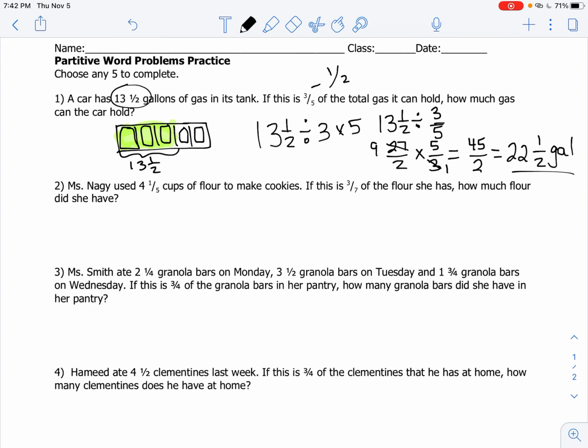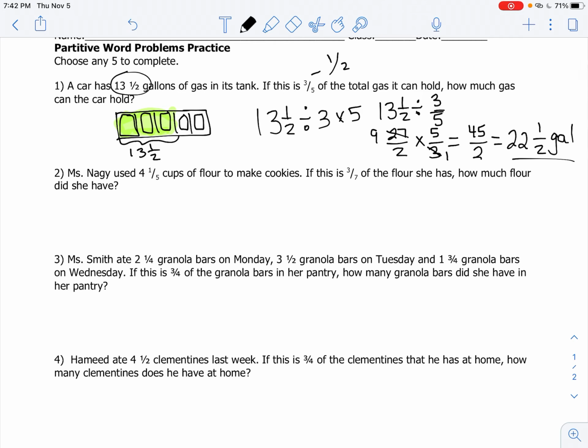All right, let's go on to number 2 here. Miss Nagy used 4 1/5 cups of flour to make cookies. If this is 3/7 of the flour she has, how much flour did she have? Again, I'm going to draw a quick little diagram here to show what operation we should be doing.